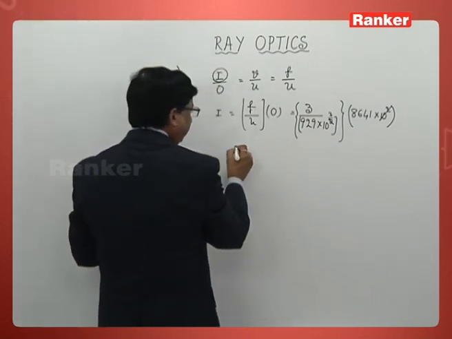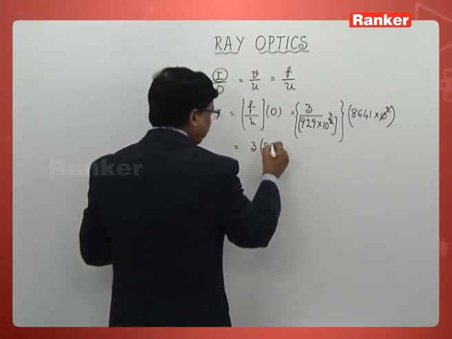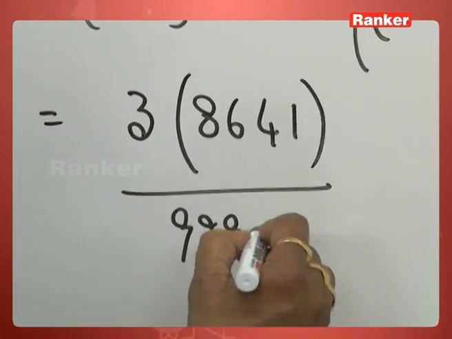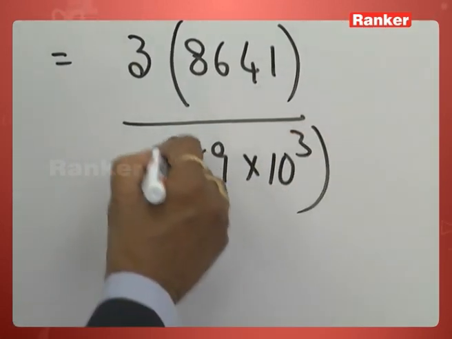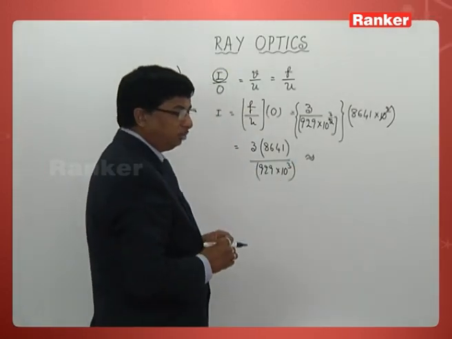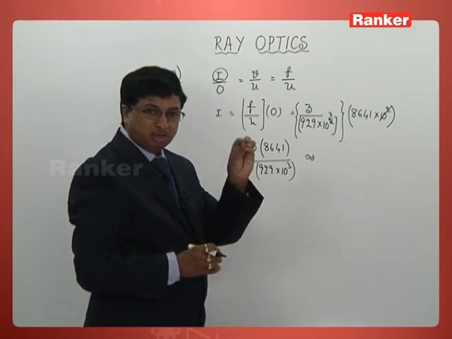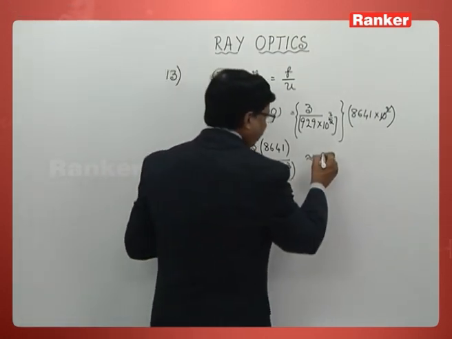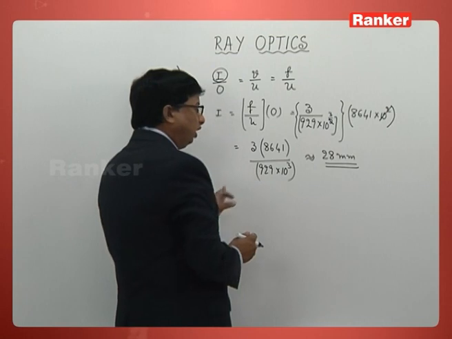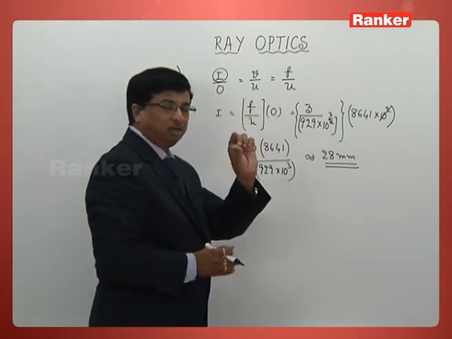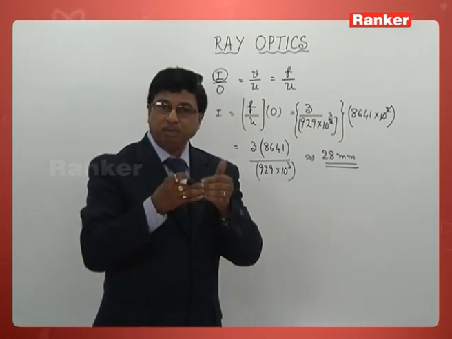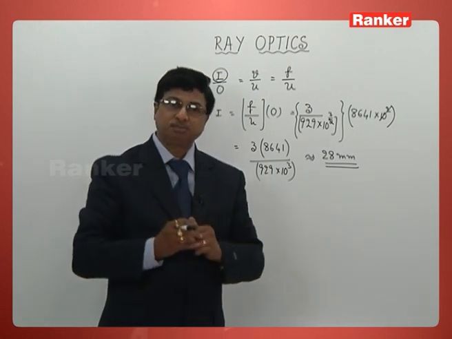So what ultimately you are going to get? 3 into 8641 divided by 929 into 10 cube. If you simplify this one, you will get the nearby value I am talking about, 28 millimeters. So its value will be 28 mm. 28 millimeter is going to be the diameter of the disk of the sun obtained by means of this concave mirror as the image.